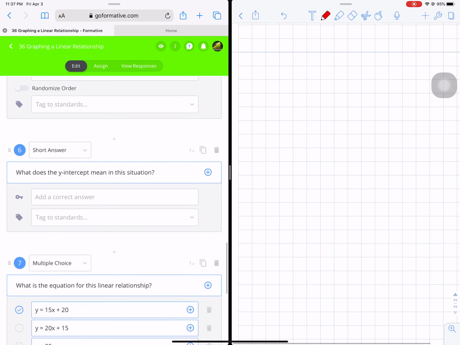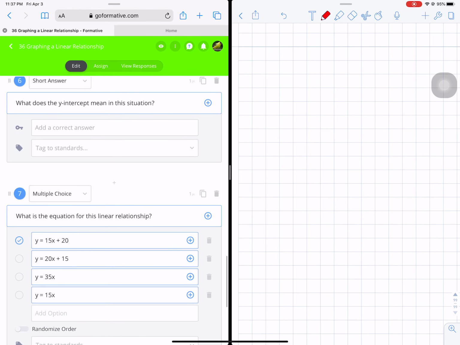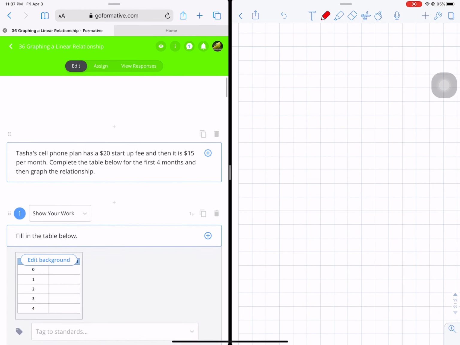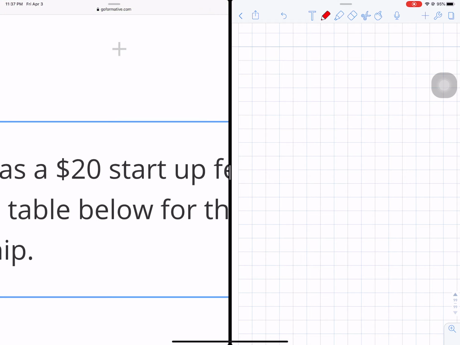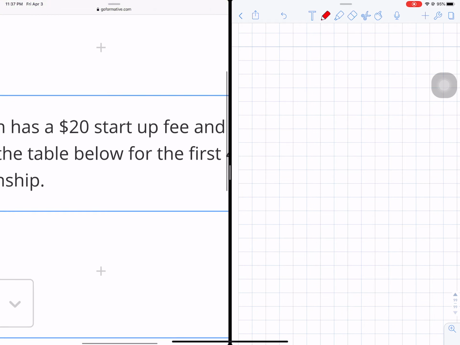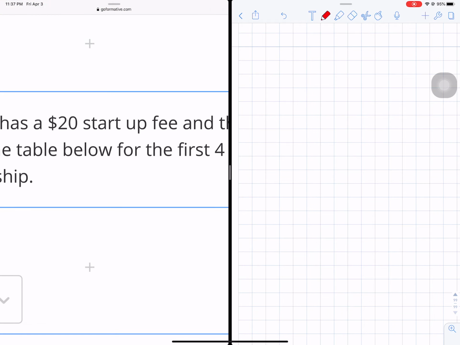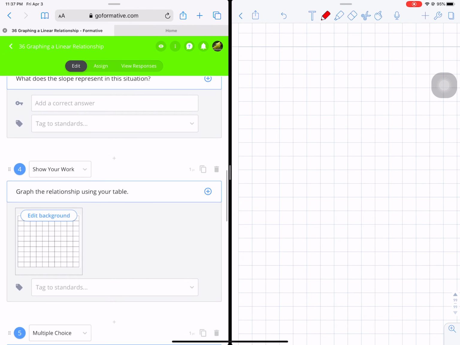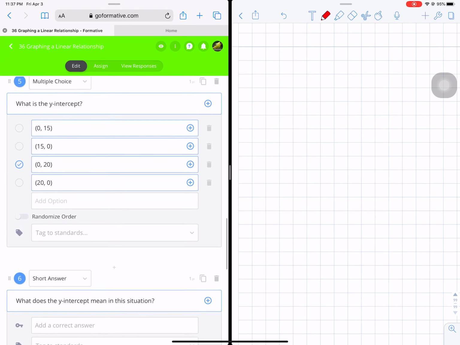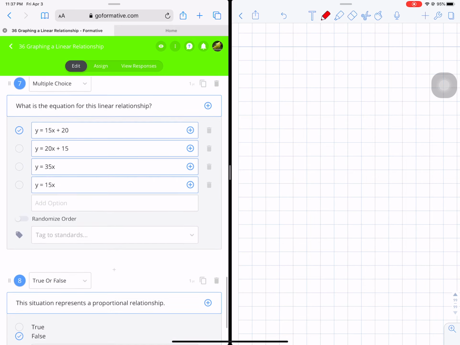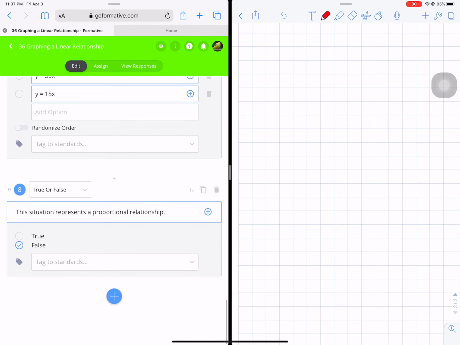What's the y-intercept? We got it. What does the y-intercept mean? Go back to the original problem. What was the y-intercept? What was the $20? It says what it is right there. And that's what that problem wants you to write down. What's the equation? I wrote that. If you need to see it again, pause it, go back.